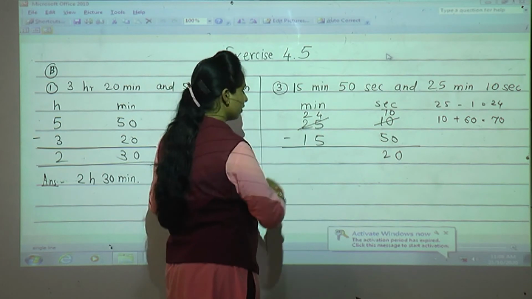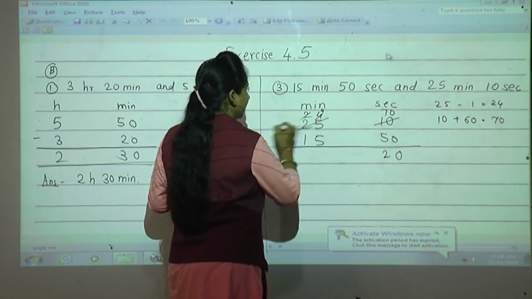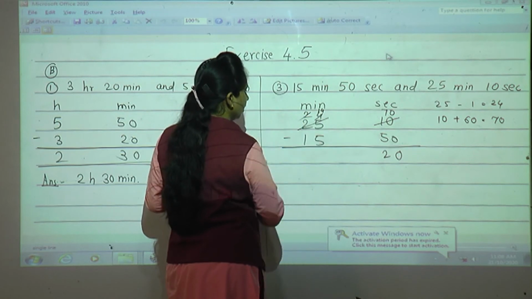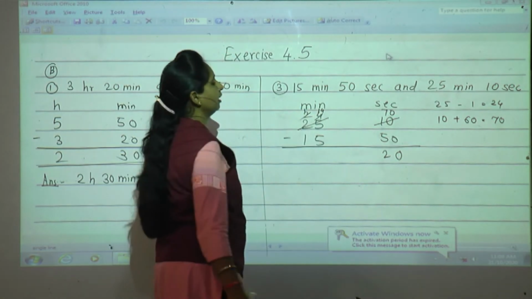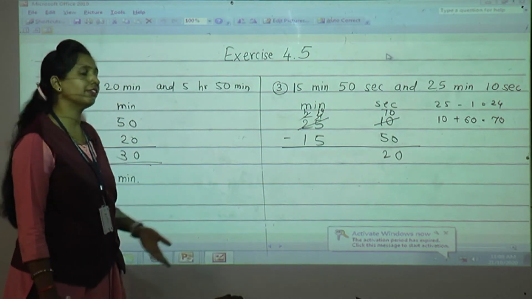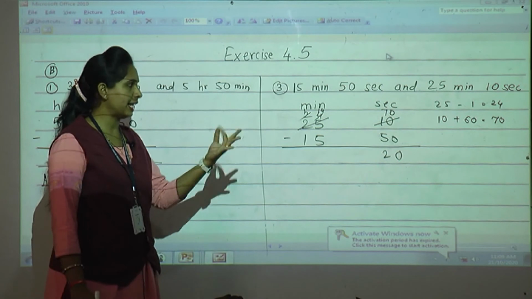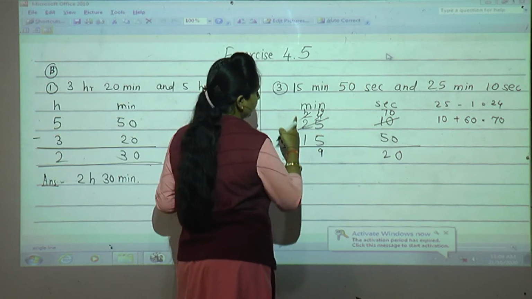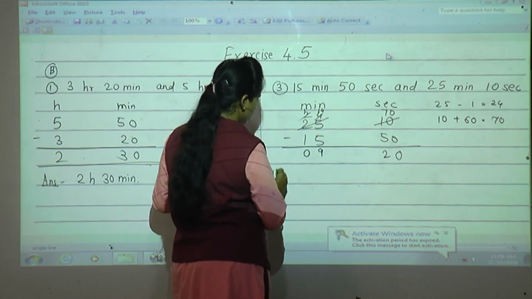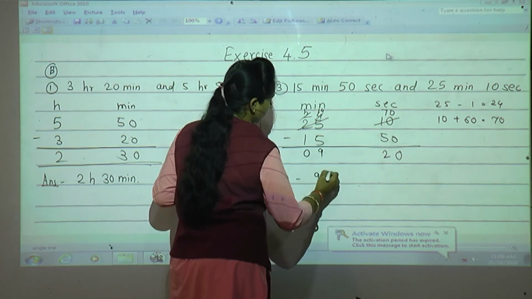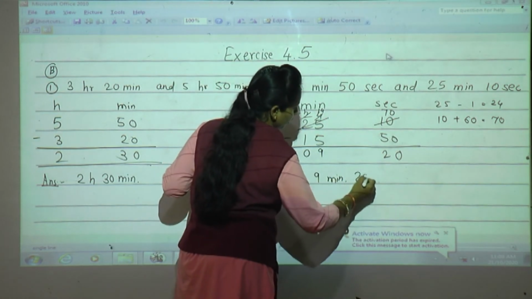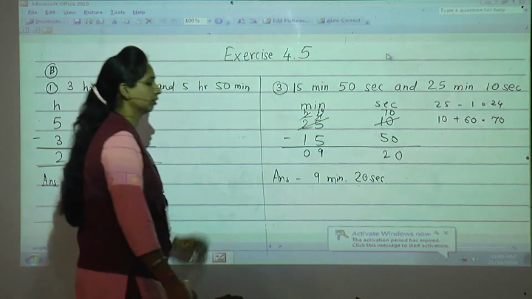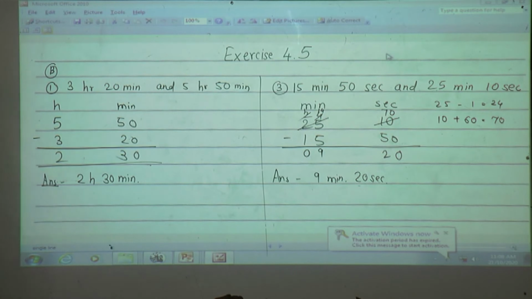Yes, 4 minus 5 we can't do. Cut the 4, write it as it is. Take a borrow from the neighbor. The neighbor has 2. He will give 1. Here 1 will remain. Now 14 minus 5, yes, we can do it. Count after 5 till 14 comes: 6, 7, 8, 9, 10, 11, 12, 13, 14. How many? 9. And 1 minus 1 is 0. So what is the answer here? 9 minutes 20 seconds. Clear? Yes? Very good. Now next, the fifth one I will solve for you.